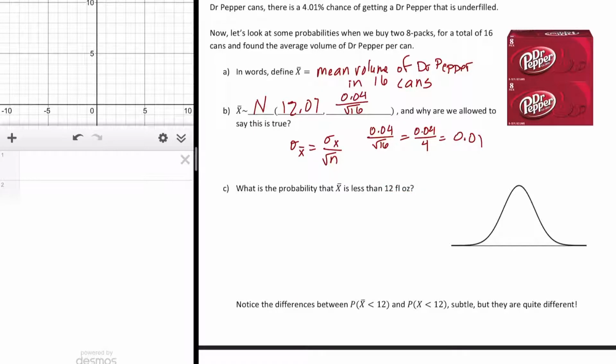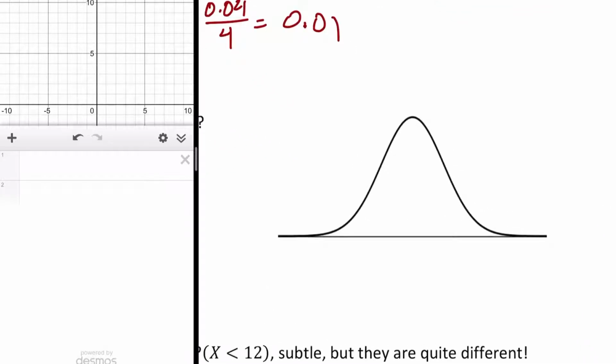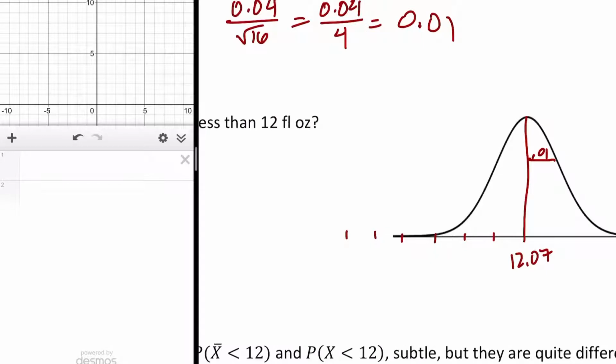All right, so I have my model this time, still centered at 12.07, but this time my standard deviation is 0.01. Now with this 0.01, that's quite a bit smaller. So my 12 ounces as well, that's 12.06, .05, .04, .03, .02, .01, 12.0, way over here. So whatever this area is less than that 12.